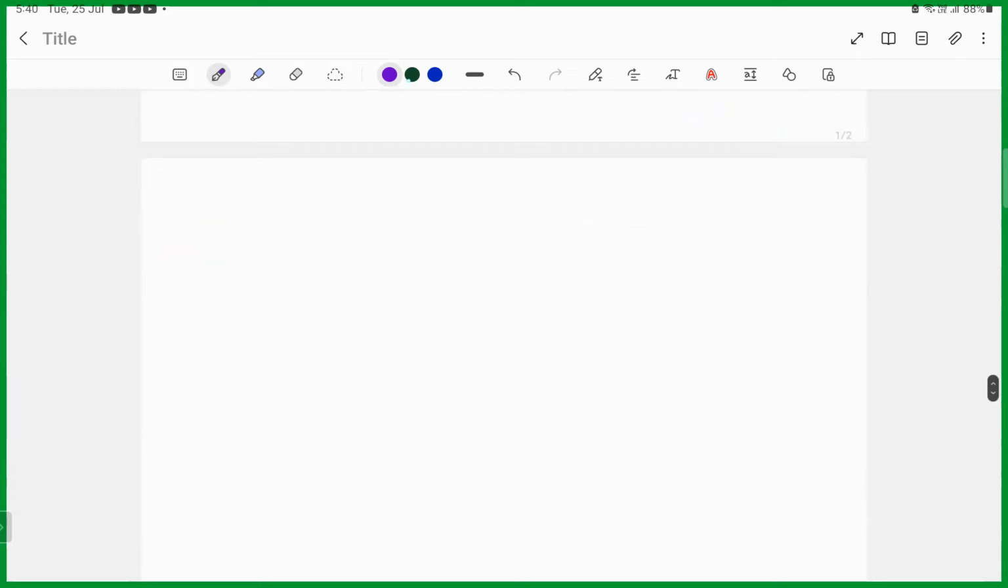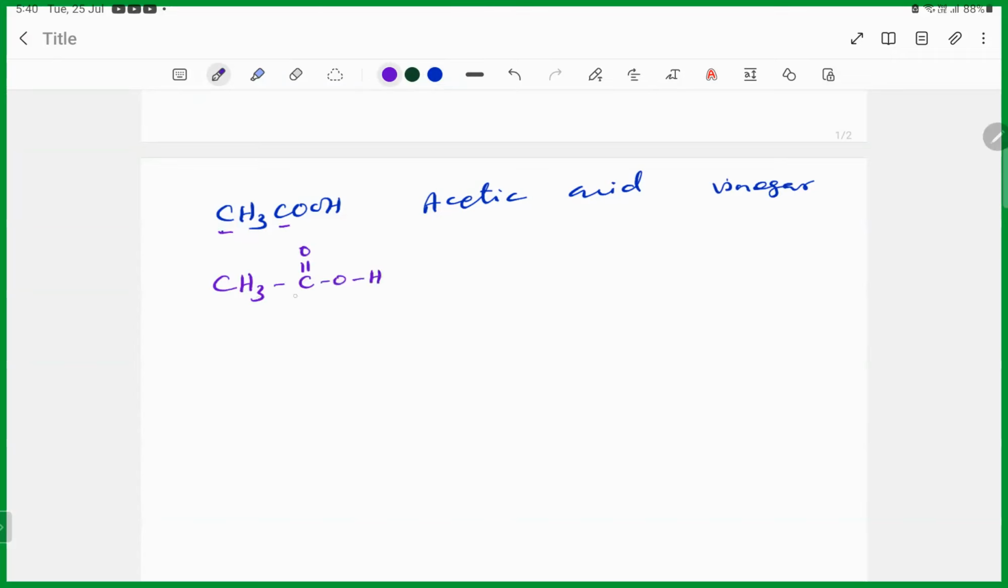So I will write CH3COOH. The common name is acetic acid, which is present in vinegar. Actually, how many carbons are there? If you are writing like this, how many carbons are there? Two, sir. Two carbons, so what is the root word?